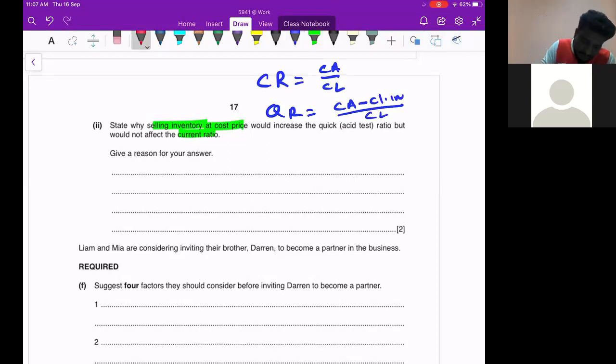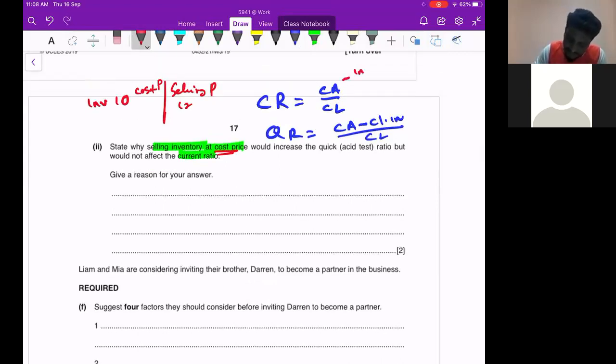Let's say the inventory is $10. This is the cost price. Selling price is actually 12, the cost price is 10. You buy for 10, you sell for 12 normally, but now you are selling at the cost price. Whenever you sell the inventory of 10, your current asset inventory will be reduced by 10, and also your cash will be increased by 10. So will there be any effect or not? Plus 10, minus 10. So there will be no effect.